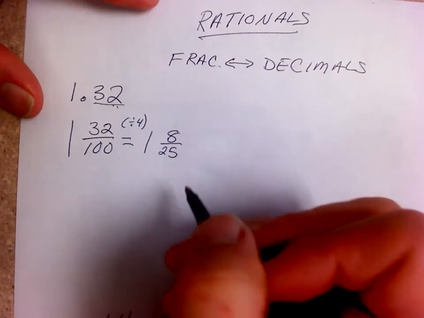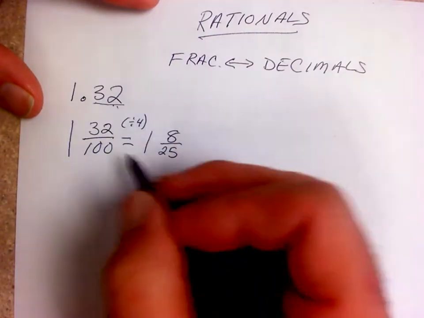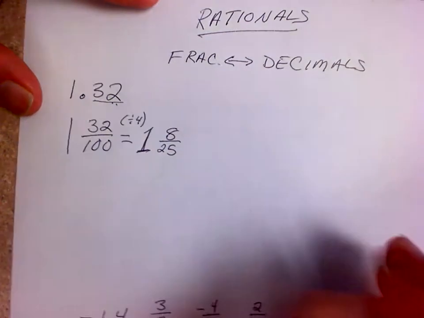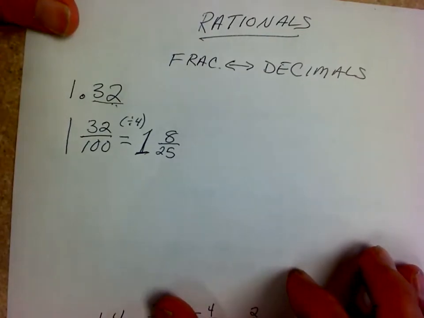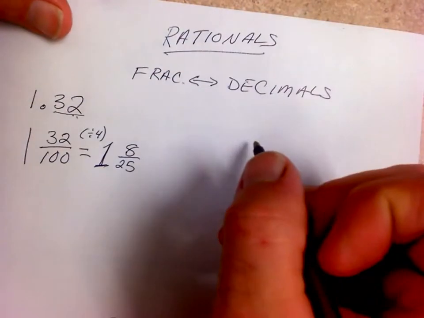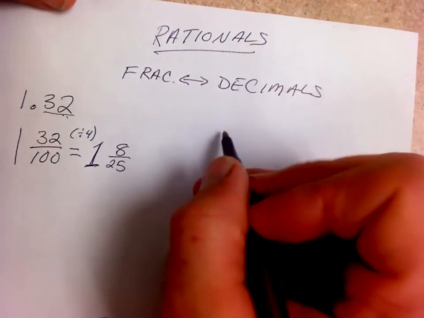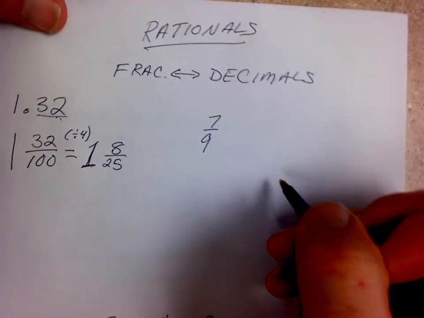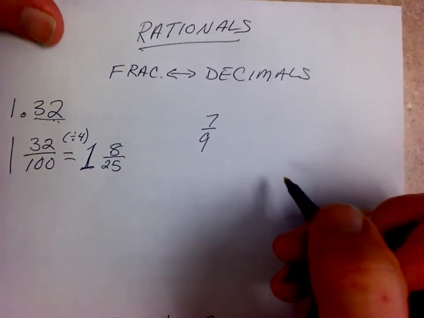Okay, again, you'll be asked to do some of that this evening. Should be a basic review for you. It's not anything that you haven't done in the past. The other technique then is if we're given a fraction. All right, so let's say, for example, we're given 7/9 and we want to come up with our decimal form for this.